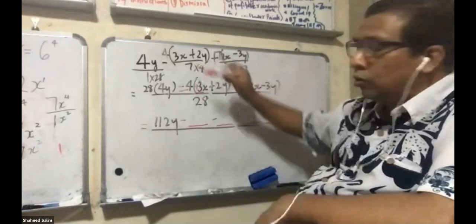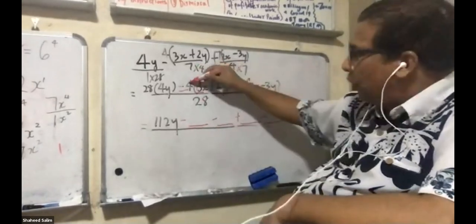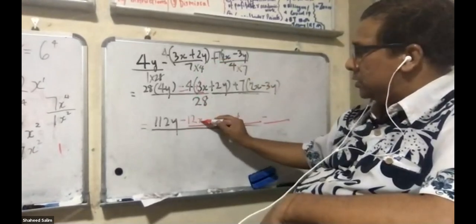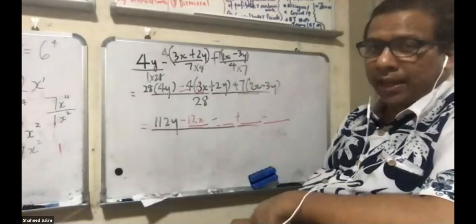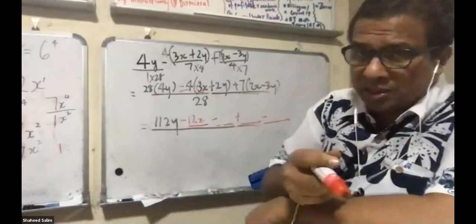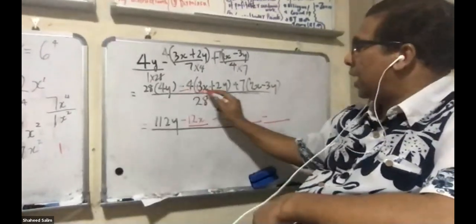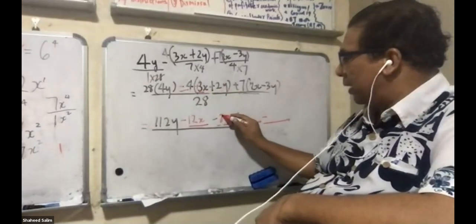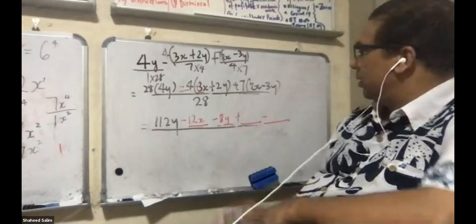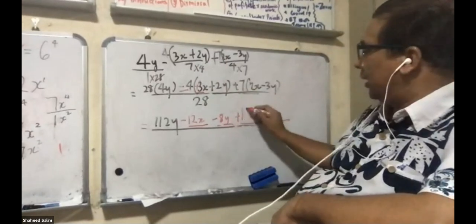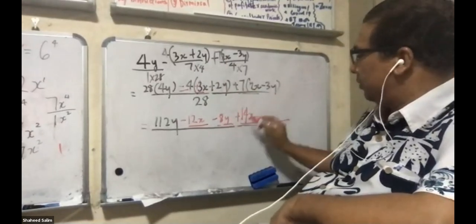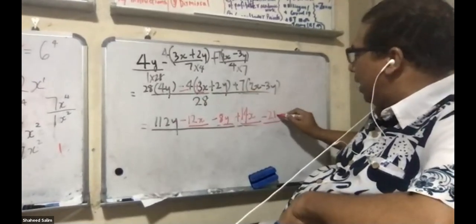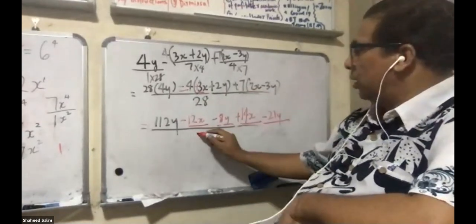And then this one, you know how to times or not? 4 times 3, get 12x. You check, okay? If I make a mistake, please correct me, okay? 4 times 2, 8. Minus 8y. 7 times 2, 14x. 7 times 3, 21y. Over 28.